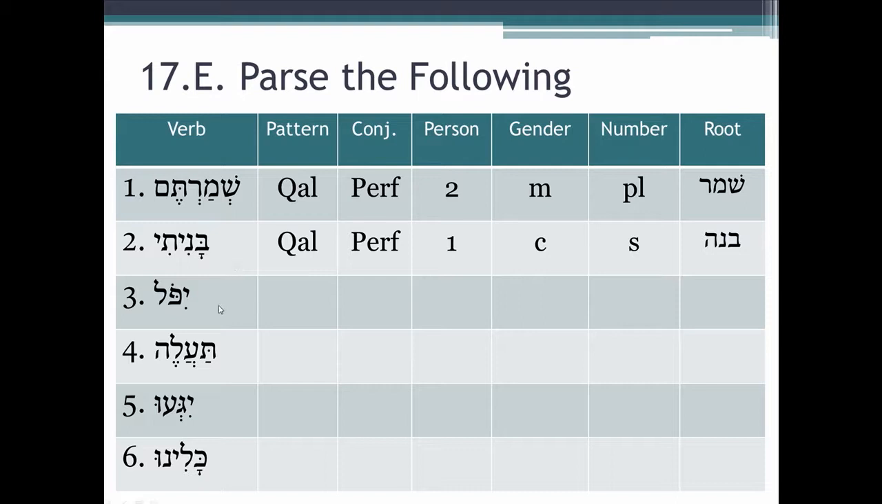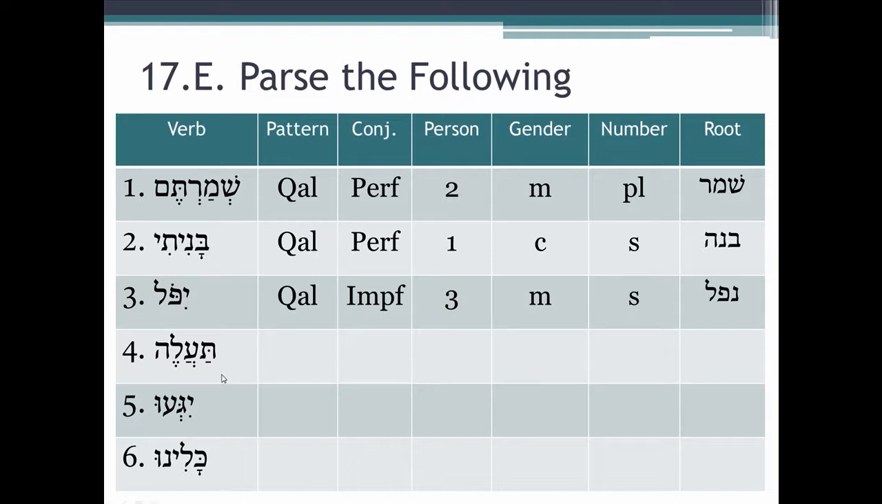Yipol, a little more difficult. Do we have a prefix? Yes, we do. It's the yod. We don't have a lemma yafal. And we see the dagesh in the second consonant in the form. And that is because a first noon has assimilated. So our lemma is nafal, which would mean the yod here is in fact a prefix. So we have a Qal imperfect, third masculine singular from nafal.